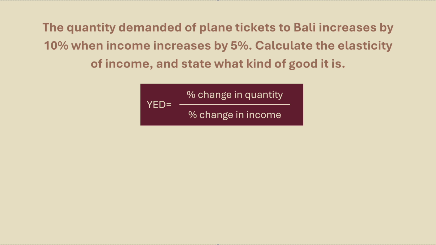In this case, the percentage change in quantity of plane tickets to Bali is positive 10, over the percentage change in income, which is positive 5. 10 over 5 equals 2, so the YED is 2, which is more than 1 and positive, so plane tickets to Bali are a luxury and a normal good.